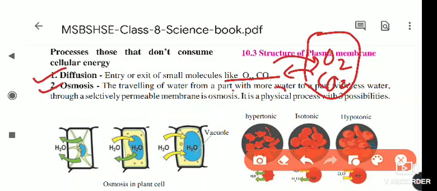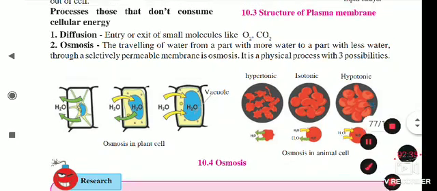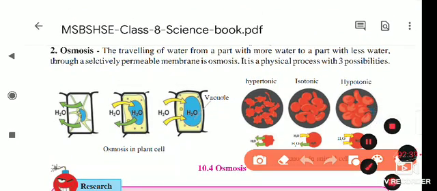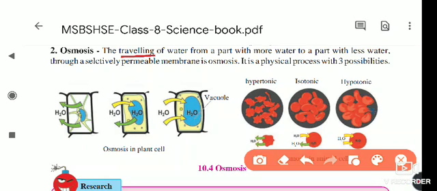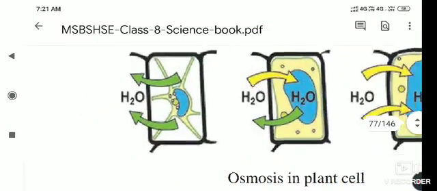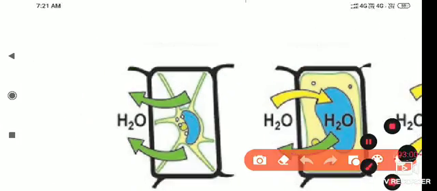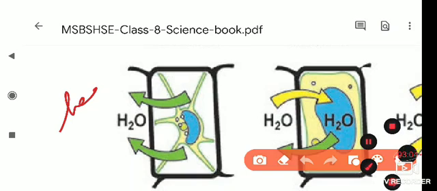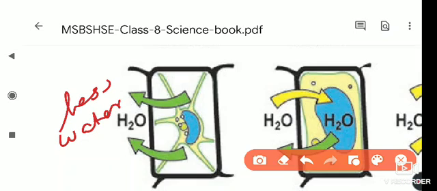And next is osmosis, the travelling of water from the part with more water to the part with less water. What is given here? Travelling of water from more water to less water. For this there are three conditions. The first condition is, if the external environment has less water than the cell body, then what happens? The water from the cell body moves towards the outer environment.